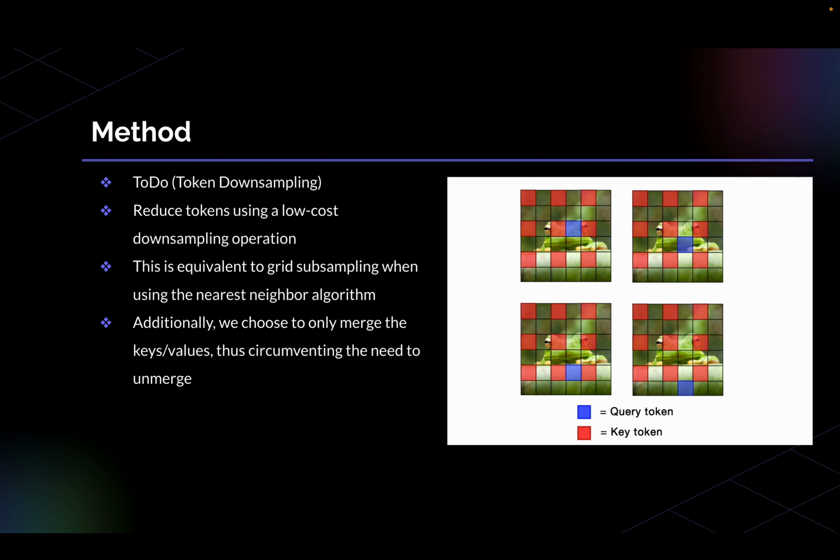So we introduced token downsampling. We will reduce the number of tokens used in attention with a low-cost downsampling operation. It's equivalent to just subsampling the grid of tokens or pixels when you choose the nearest neighbor algorithm, which we use for our comparisons and focus of this paper. Additionally, we choose to only merge the keys and values, so then we avoid having to ever unmerge.